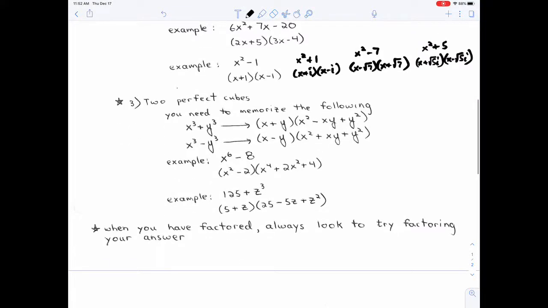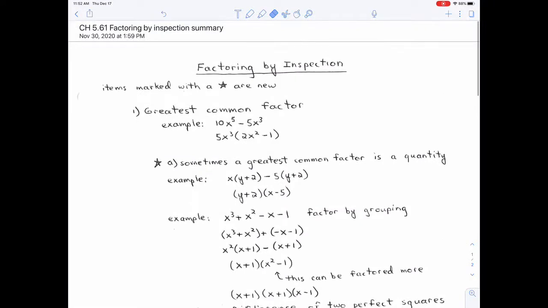I also want to emphasize that when you've factored, you should always try and factor again. This is as far as we've gone. Again, in the perfect cubes, the trinomial that results in the second part, you won't know how to factor that. That's okay. That's kind of what we're eventually leading up to, but right now you don't know how to do it. So again, this is just a quick review of factoring by what I'm going to refer to now as factoring by inspection.